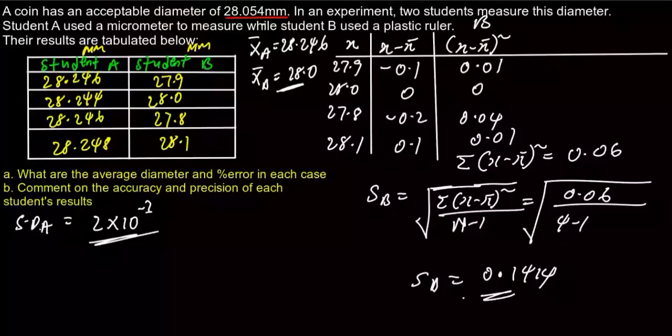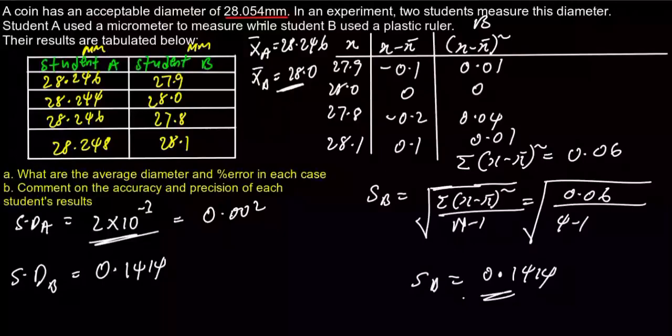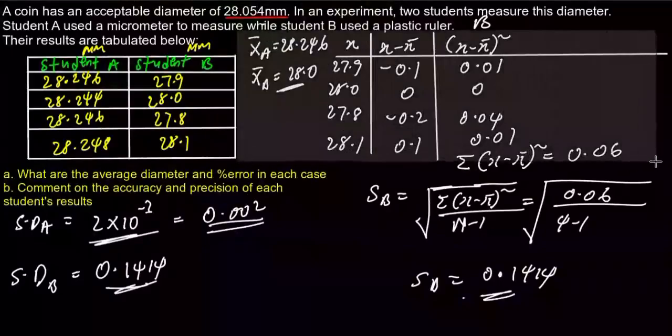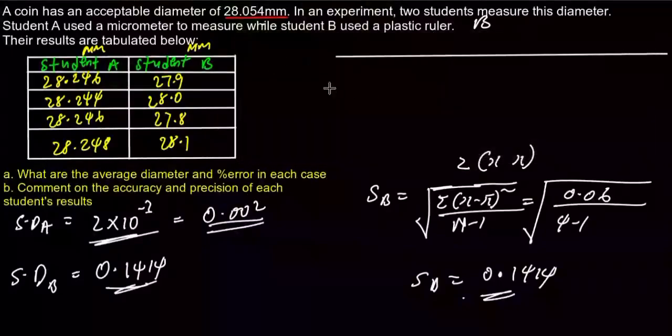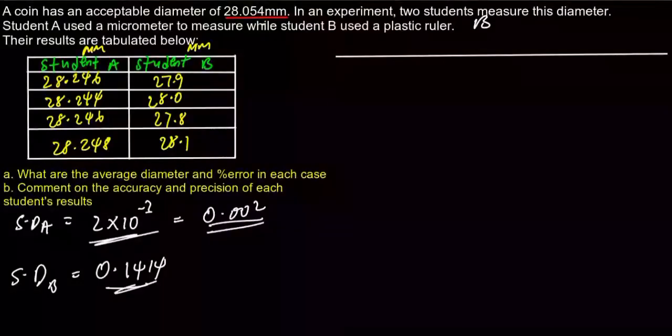Okay, so let's see. Standard deviation of A is this, and standard deviation of B is this, 0.1414. And let me just put this one for you as 0.002. Now let's see. Standard deviation of A is 0.002, and this one is 0.1414. Looking at this, can you tell me which one is more accurate? No, which one is more precise? Let's comment on the precision. I'll give you time to do that. You can pause the video to attend the question, and when you are done, we can proceed.